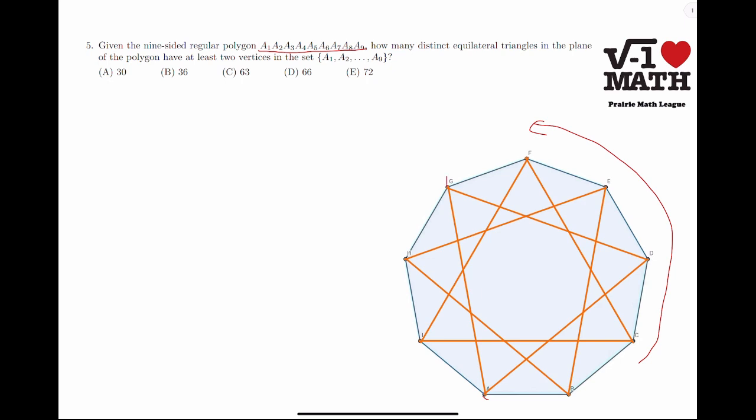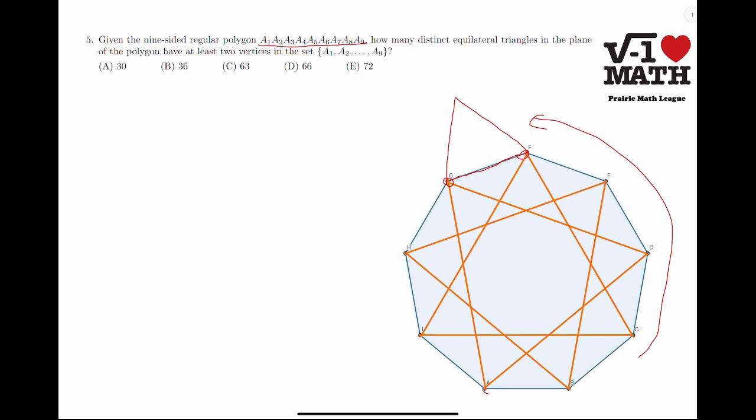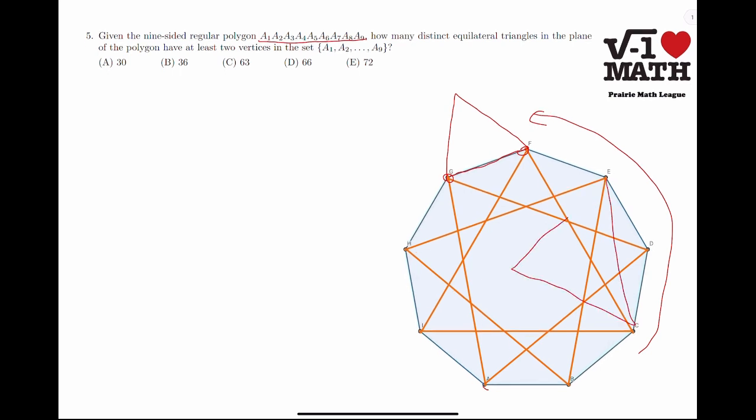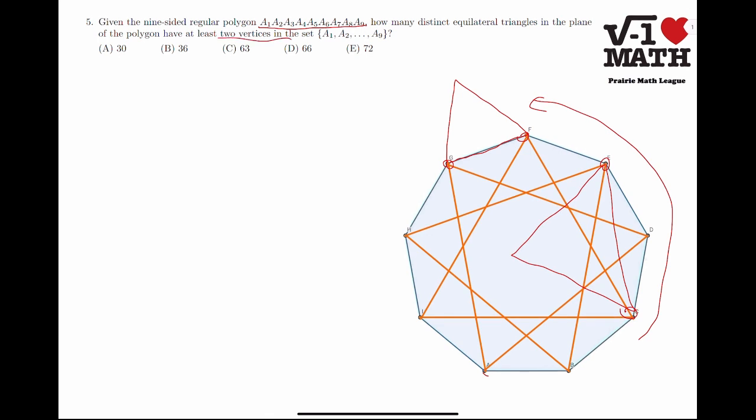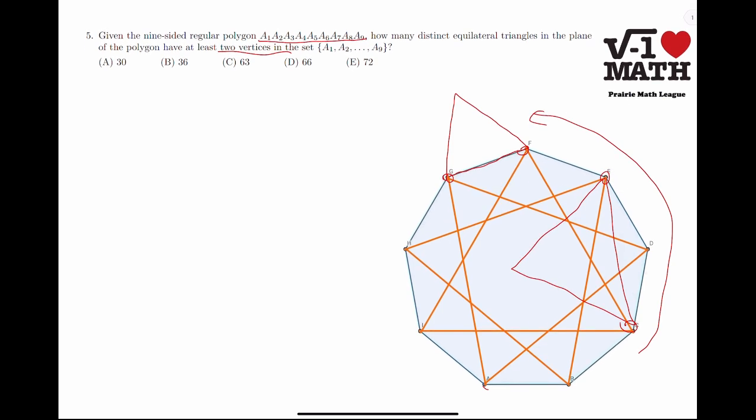So for instance, we could have this because it uses these 2 points. Or we could have something like this because it uses these 2 points. So when we see 2 vertices, we're going to think of all the ways you can pick 2 points from these 9 points in total. So this already gives us something to start with. 9 choose 2. So for instance, we could choose these 2 points and we get this equilateral triangle.